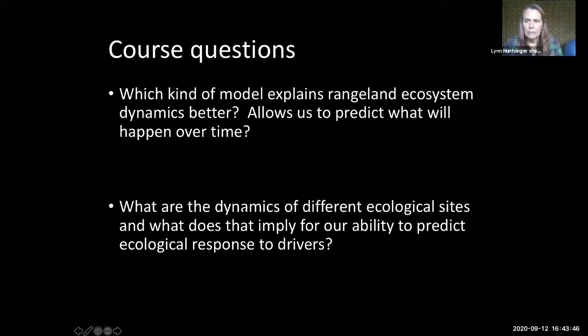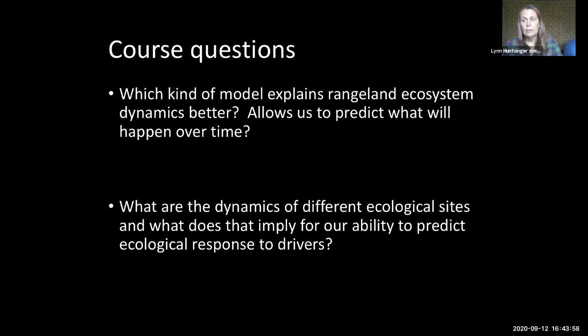What are the dynamics of different ecological sites, and what does that imply for our ability to predict ecological response to these drivers of the ecosystem state? Well, we're going to find that the equilibrium model fits the tall grass and midgrass prairie better than the non-equilibrium model. And so the ecological sites we have there will have a different dynamic than the ecological sites in California or Nevada or the Southwest, which tend to fall into the non-equilibrium category.